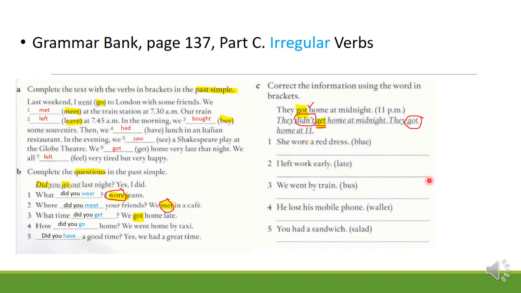In this case, you have to do the same. So you will start pointing out the verb were and the information that you need to correct. She didn't wear a red dress. She wore a blue dress. Now, please, you try to do the same with these sentences. Stop the video, complete, and then we will check. Ready? Let's see the answers.